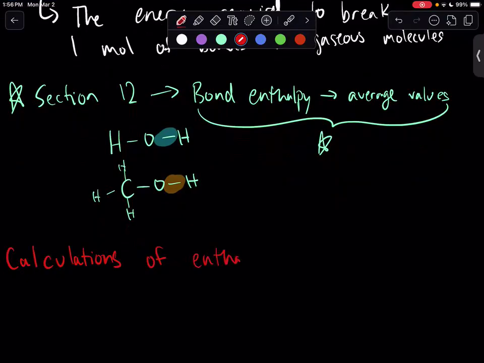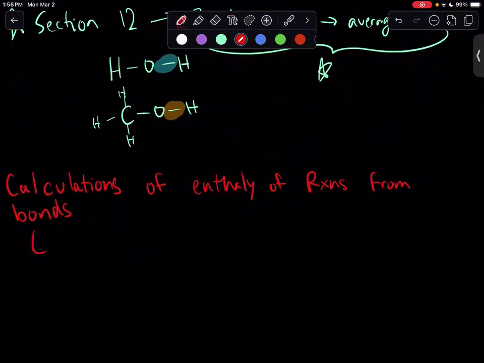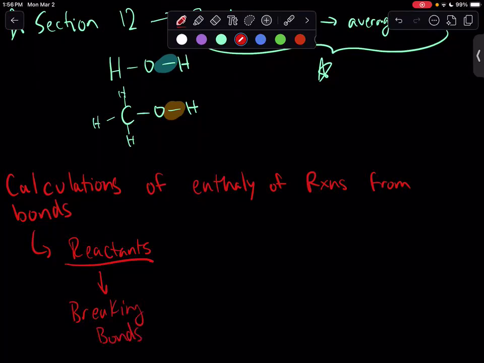Enthalpy of reactions from bonds. So what we really need to understand is that the reactants, those are going to be breaking bonds. Meanwhile, the products, those are going to be forming bonds.